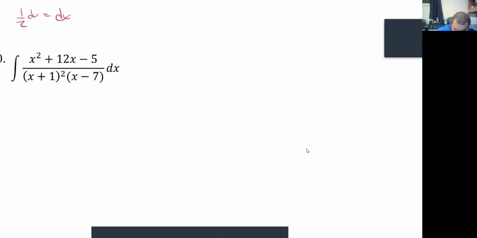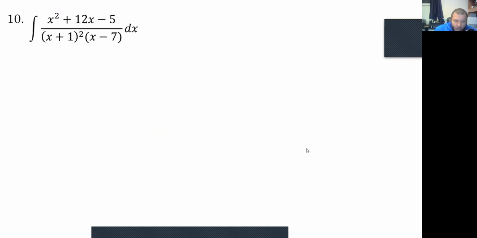All right, question 10. We already have this in factored form, at least the denominator. Normally, it wouldn't be a bad idea to see if the numerator factors. If it did and something canceled out, we would have made our lives a little bit easier, but x squared plus 12x minus 5 doesn't factor nicely over the rational numbers. So I'm just going to focus on our fraction, and then I'm going to do the actual antiderivative in a bit.